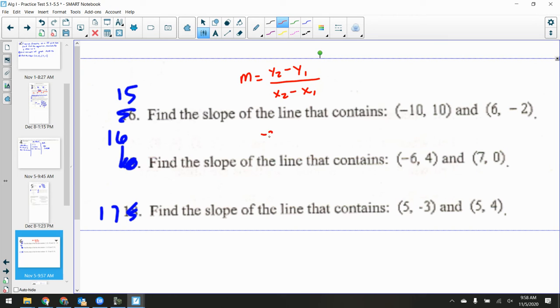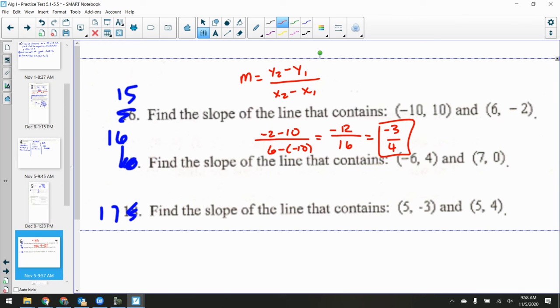Okay, so we'd say -2 minus 10 over 6 minus a -10. So I get -12 over 16. Can I leave -12 over 16? No. Divide top and bottom by 4, -3/4.